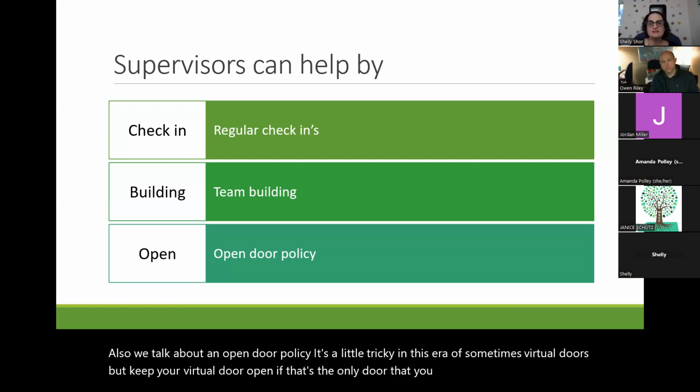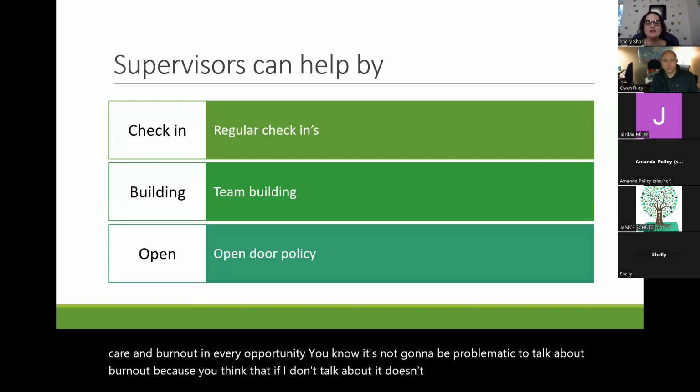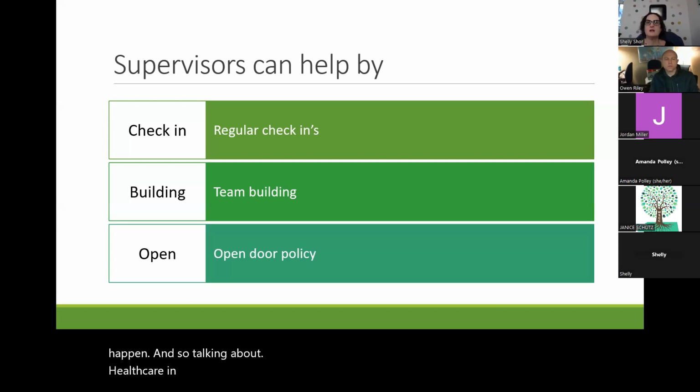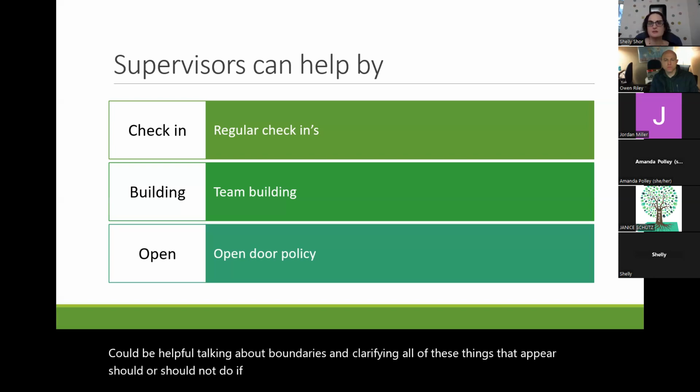We want to discuss self-care and burnout at every opportunity. It's not going to be problematic to talk about burnout because you think that if I don't talk about it, it doesn't happen. It will happen. And so talking about self-care in an ongoing manner could be helpful. Talking about boundaries and clarifying all of these things that the peer should or should not do if they are not helpful and they are hurtful for them.